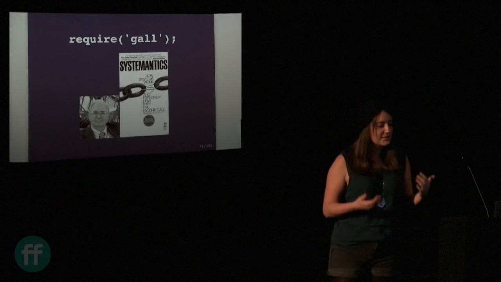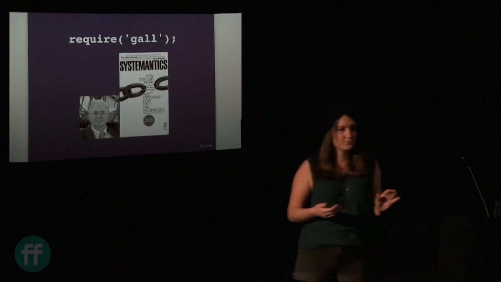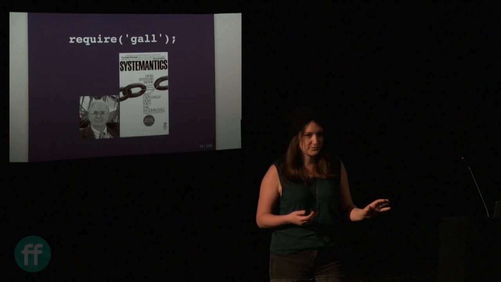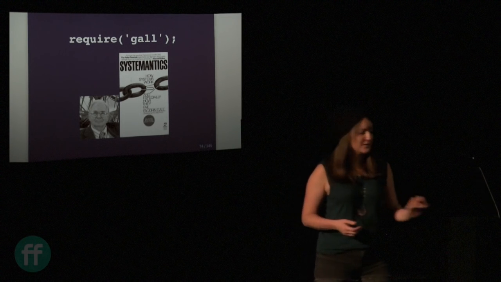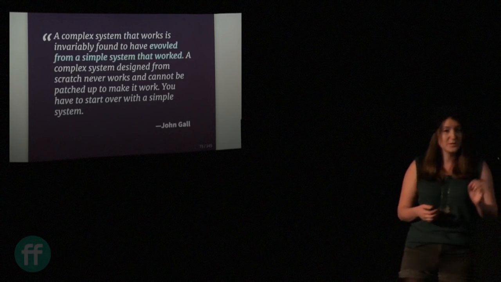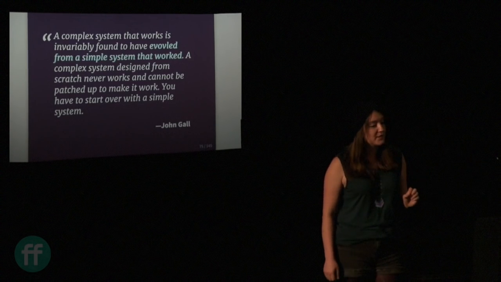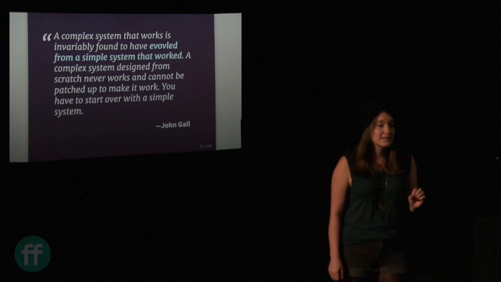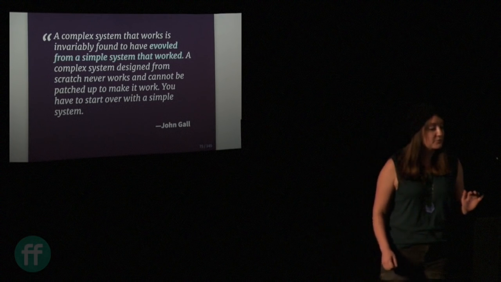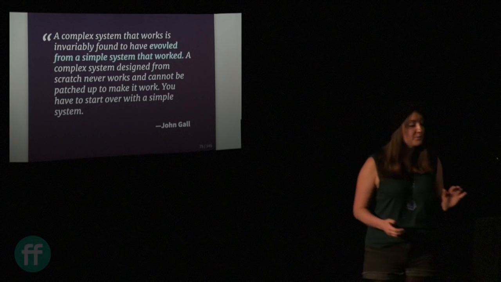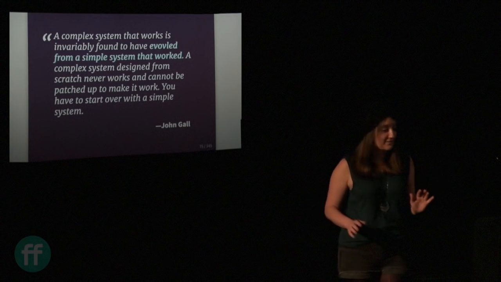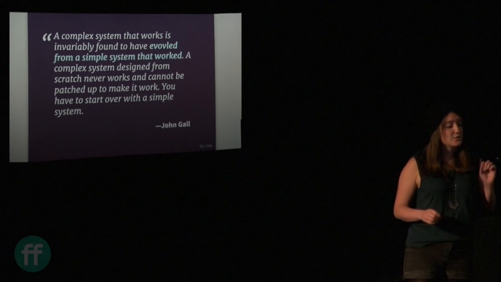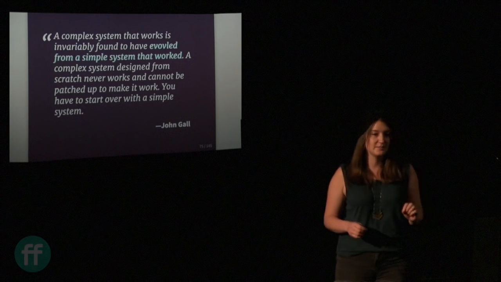And the reason I think this is really interesting is he wrote this book looking at emergency rooms and what worked for them and what didn't. But I think it's also very specific to how we build software. This is what he says: a complex system that works is invariably found to have evolved from a simple system that worked. A complex system designed from scratch never works, and it cannot be patched up to make it work, though we may try as software developers. You have to start over with a simple system.